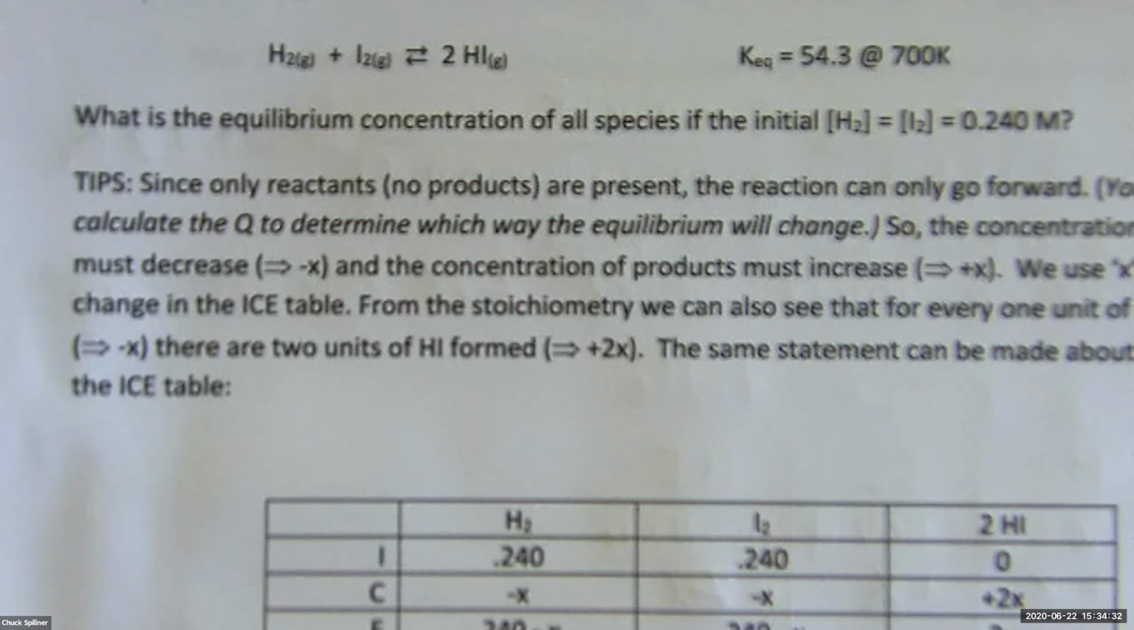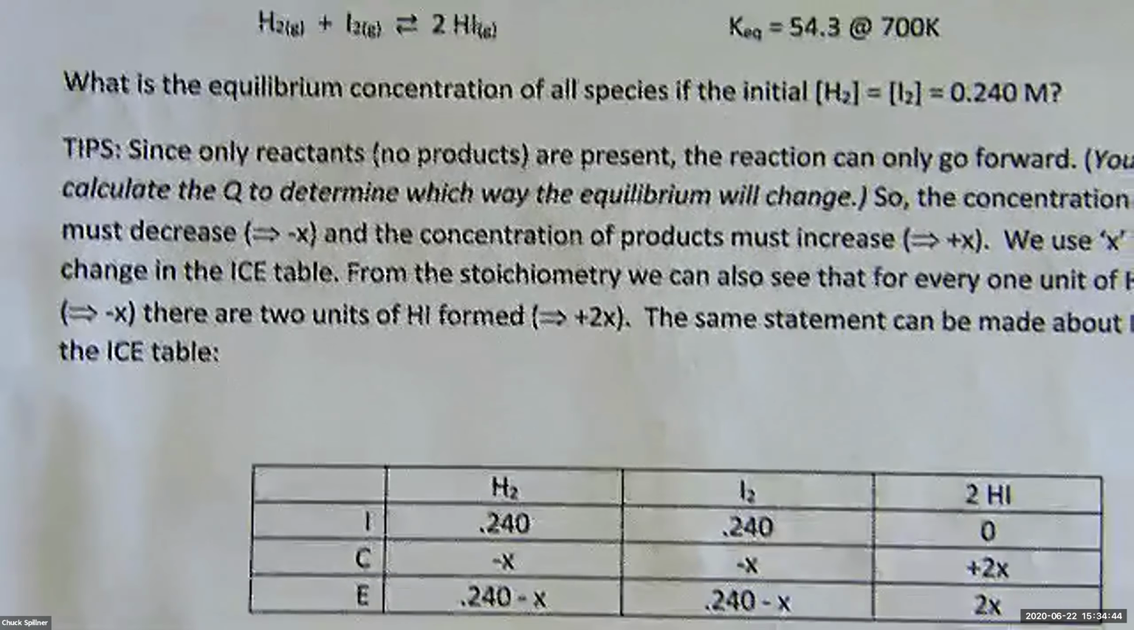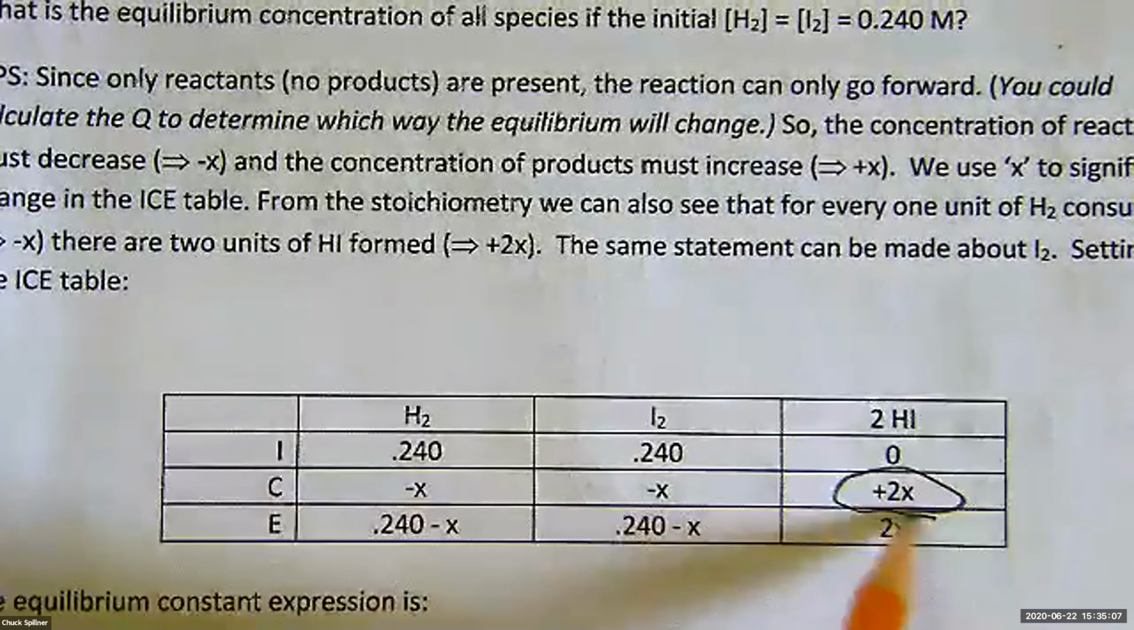The equilibrium constant is 54, so that's another equilibrium constant that favors products. So there's our ICE table. We have 0.240 for H2, 0.240 for I2, and 0 for 2HI. The change is going to be minus X. We're going to lose reactant. We're going to form product. This is an important point. We're going to form 2X.